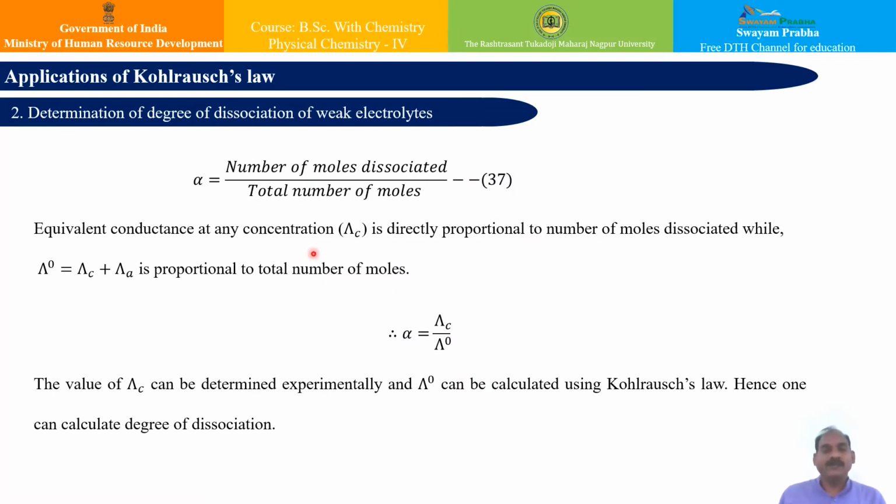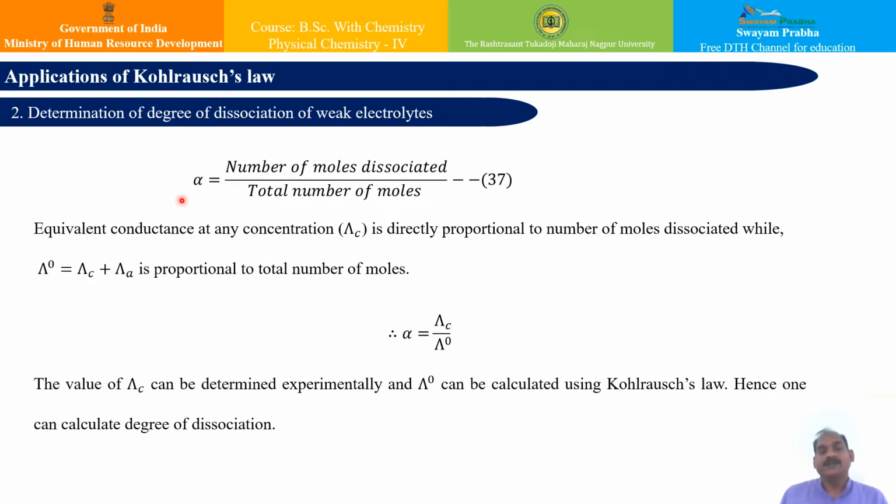So friends, one of the important applications of Kohlrausch law is the determination of the degree of dissociation of a weak electrolyte. Whenever an electrolyte does not ionize completely, we call it a weak electrolyte. The fraction of the total number of moles dissociated at any concentration is called the degree of dissociation at that concentration. It is denoted by alpha, that is, the number of moles dissociated upon the total number of moles. Now this alpha can be determined using the Kohlrausch law.